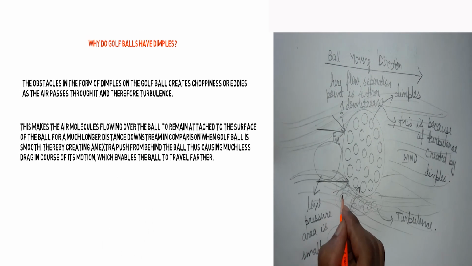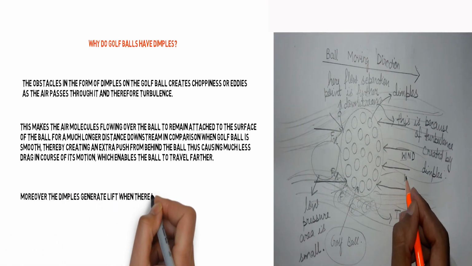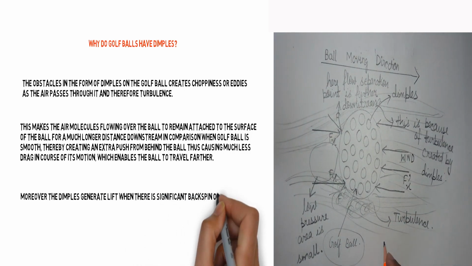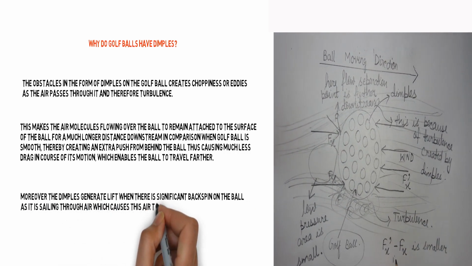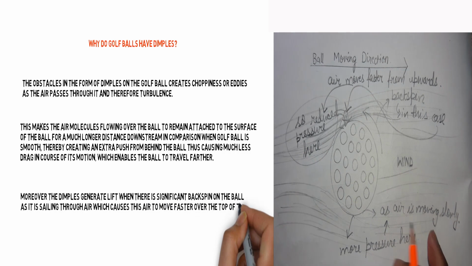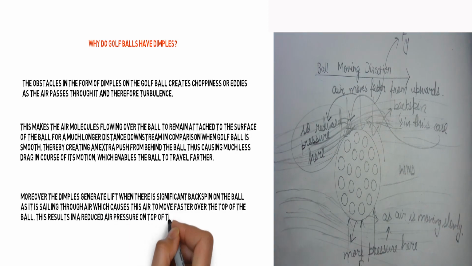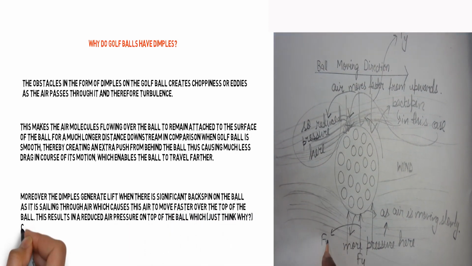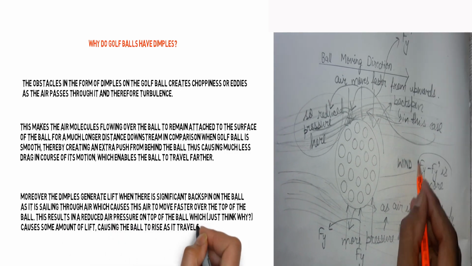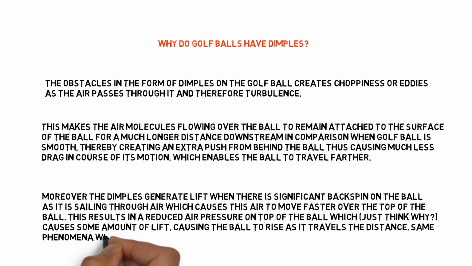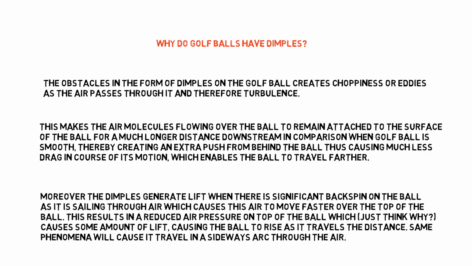Moreover, the dimples generate lift when there is significant backspin on the ball as it is sailing through the air, which causes this air to move faster over the top of the ball, and this results in a reduced air pressure on the top of the ball. Just think why this phenomenon is happening, why there is a reduction in pressure when the air is moving faster over the top of the ball. So this reduction in pressure over the top of the ball causes some amount of lift, causing the ball to rise as it travels the distance. The same phenomenon will cause it to travel in a sideways arc through the air.